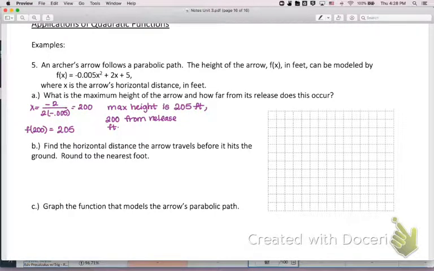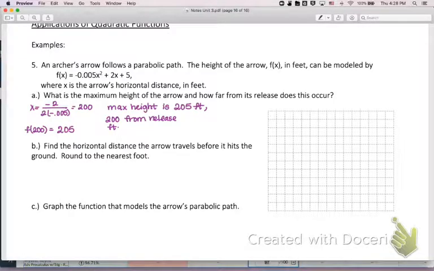B is a little bit different question. Find the horizontal distance that the arrow travels before it hits the ground, round to the nearest foot. So what we need to figure out is, what is the x-intercept? Now, how do you know that? Let's think about what this is going to look like.